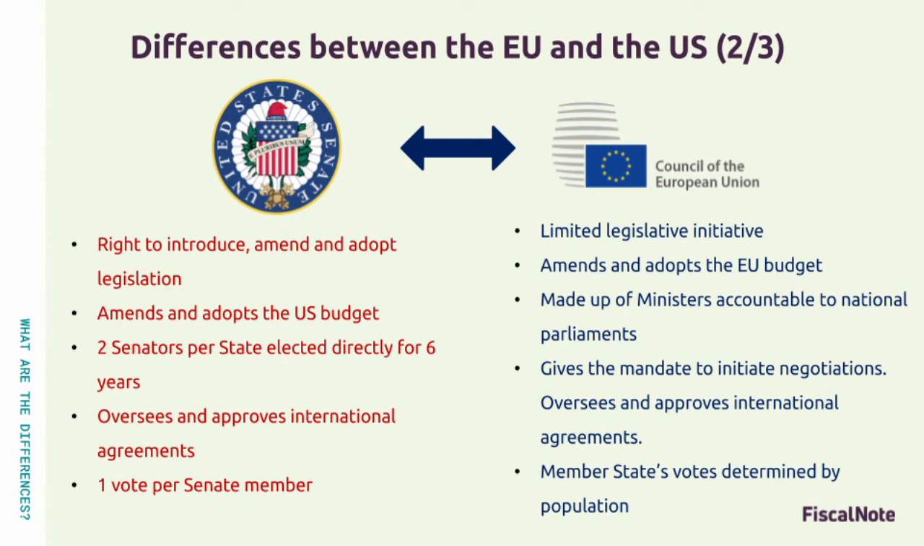The second co-legislator is the Council of the European Union. It most closely resembles the United States Senate. Again, it's one of the co-legislators, but the legislative branch in the EU has very limited legislative initiative.